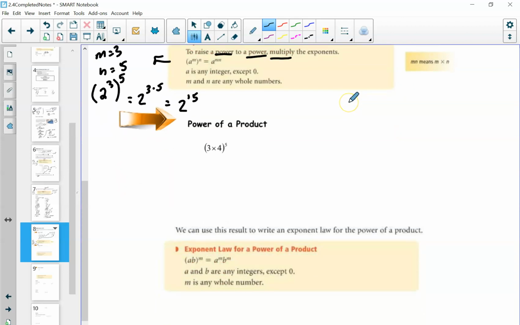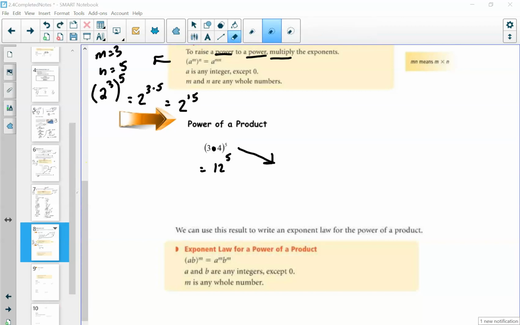Okay? So let's look at the power of a product. 3 times 4 to the power of 5. Well, the power is touching the bracket, which means we have to change this to 12, because that's 3 times 4, to the power of 5. So we're just going to remind ourselves of that. Now what this really means is, if I took this a different way, the power applies to everything inside the brackets.